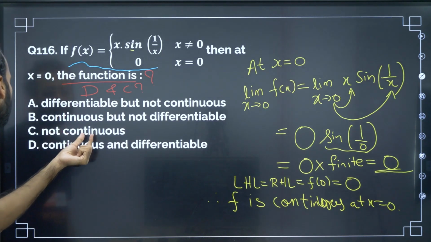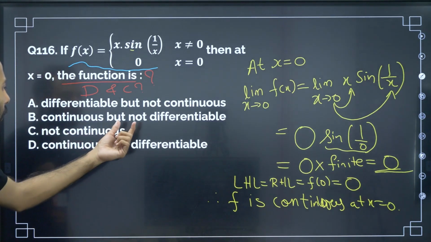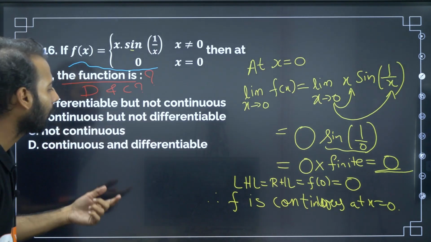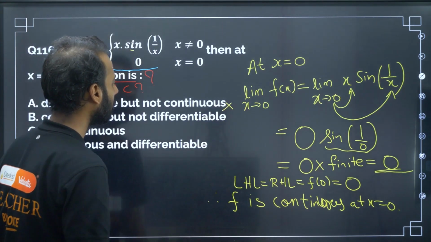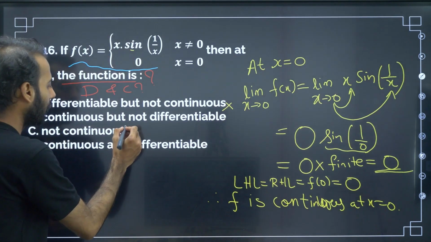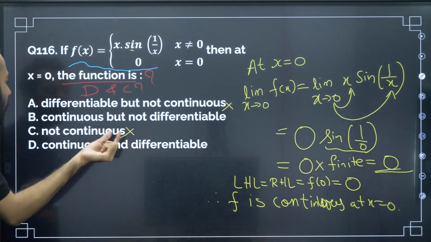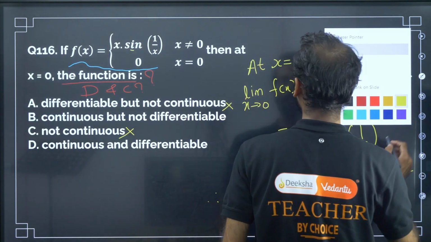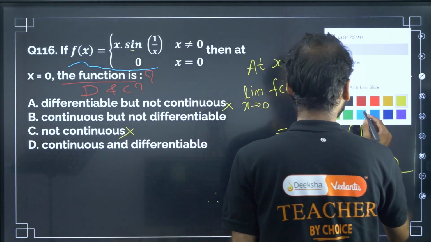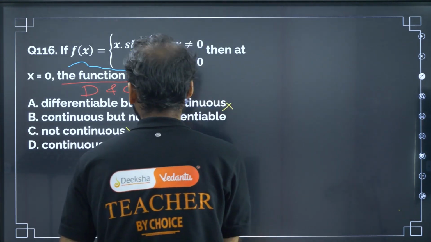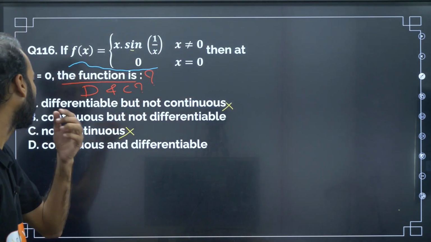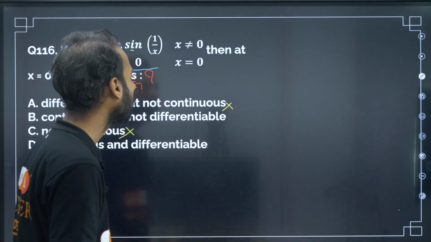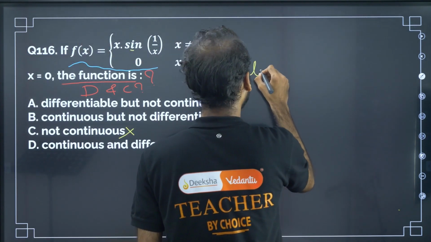Continuous, okay. Now we have to check differentiability. So f is continuous, here it is there. Not continuous means remove this. Continuous and differentiable, continuous but not. Now for differentiability we have to check the condition for differentiability. Let me erase all these things. Now at x equal to 0 we have to check for differentiability.